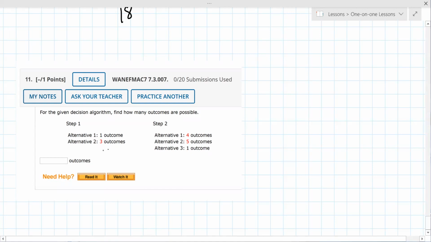So this is 3 outcomes on the left, 1 times 3 plus 4 times 5, which is 20. So this is 23 total for that one.